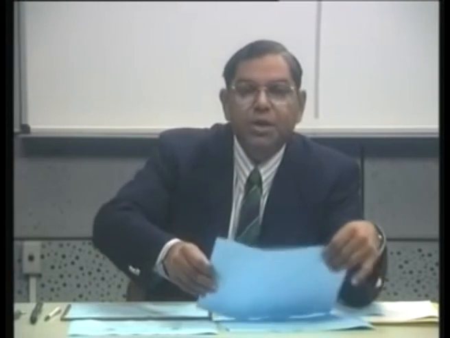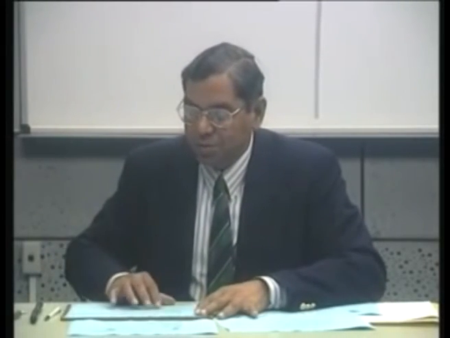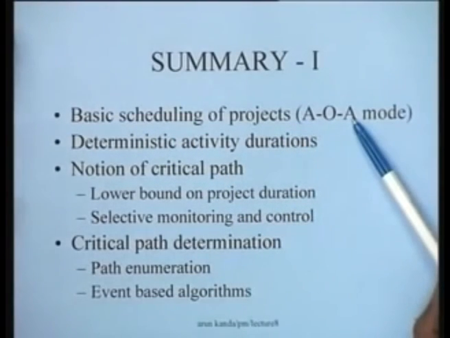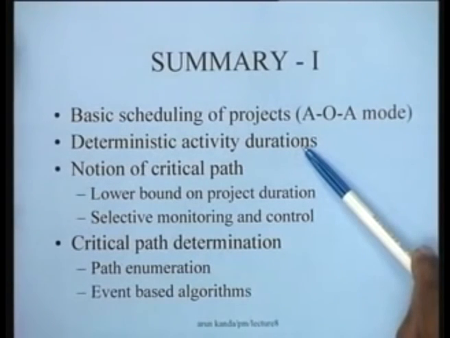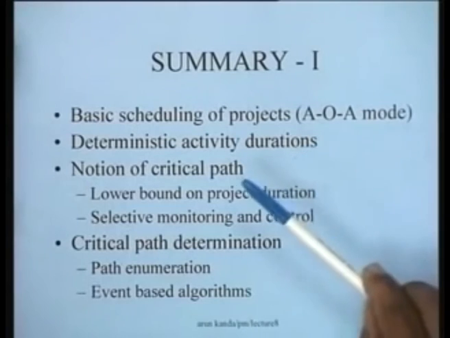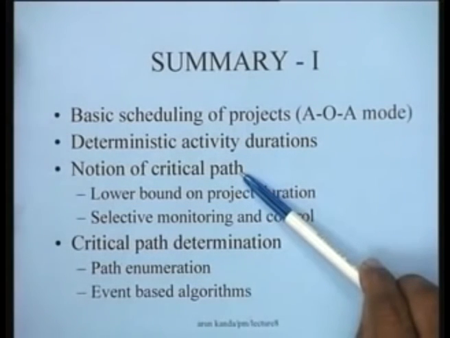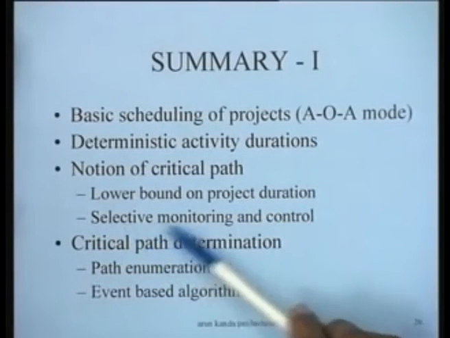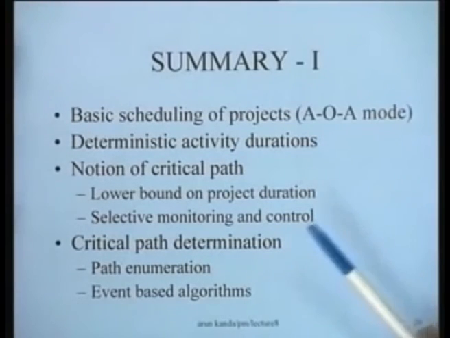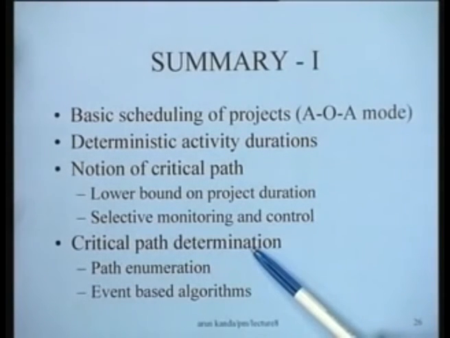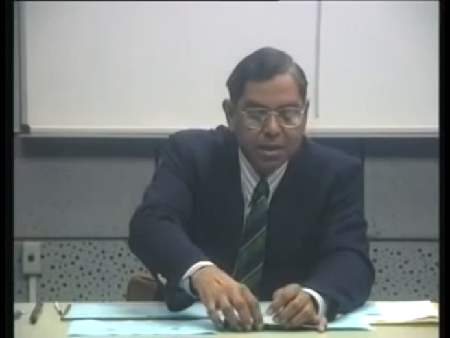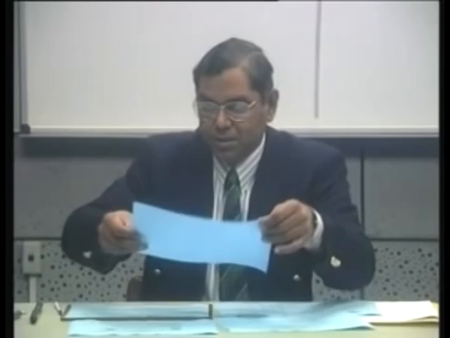Finally, let us try to look at what we did in this particular lecture. We looked at the problem of basic scheduling of projects in the AOA mode. We dealt with deterministic activity durations. We talked of the notion of the critical path, which is actually the lower bound on the project duration and which is also a device for selective monitoring and control. We looked at the determination of the critical path by using both a path enumeration algorithm and an event based algorithm, which we illustrated by determining the earliest and latest occurrence times of events.